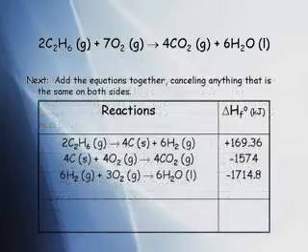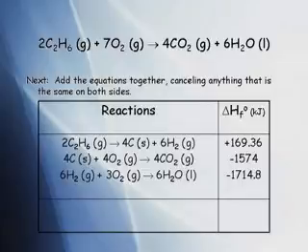So as we look at this table now, you can see that reactions have been arranged so that the reactants are reactants, the products are products, and we're going to add them together with this caveat: we're going to cancel anything that is the same on both sides of the equation. So as you look at this, we can see that C2H6 is on the reactant side, as it is in the reaction we're interested in.